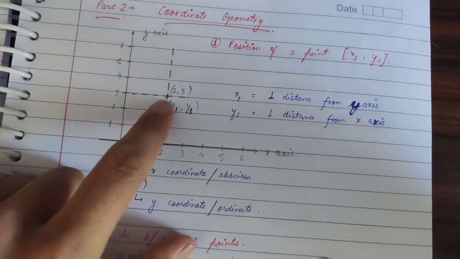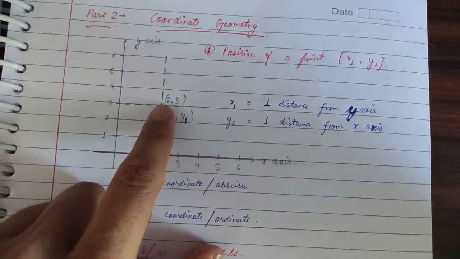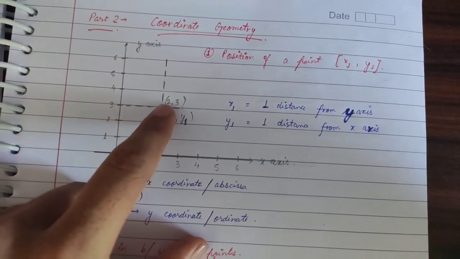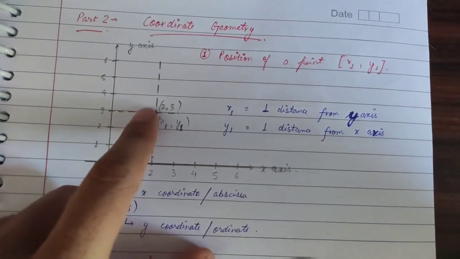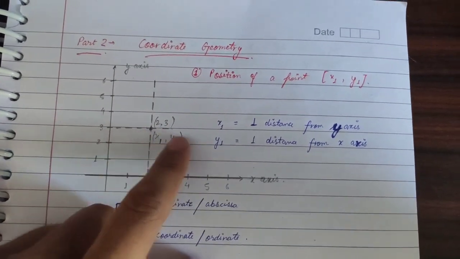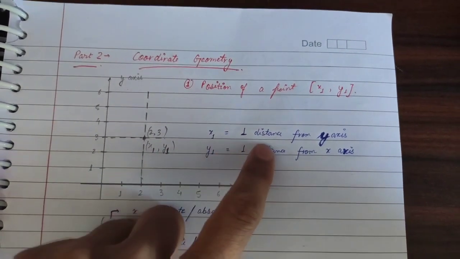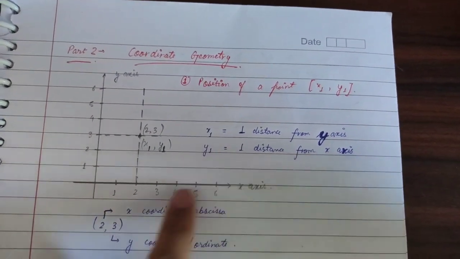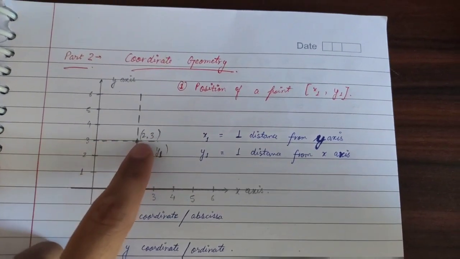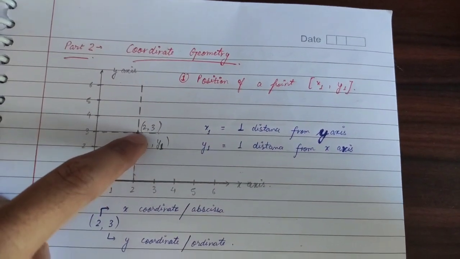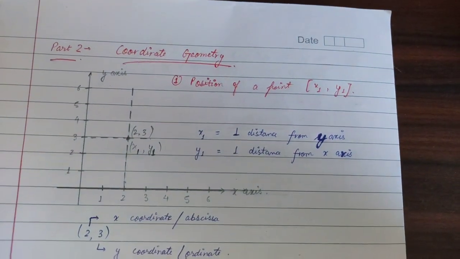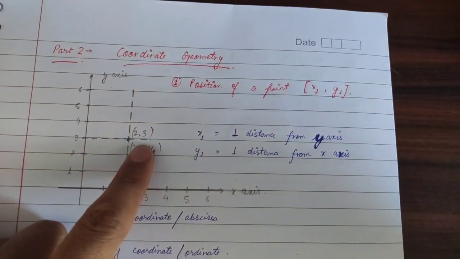It says that the point 2 comma 3 is 3 units from the x axis and 2 units from the y axis. Or we can say x1 is the perpendicular distance from the y axis and y1 is the perpendicular distance from the x axis. The first coordinate is the x coordinate, also called the abscissa, and the y coordinate is also known as the ordinate.